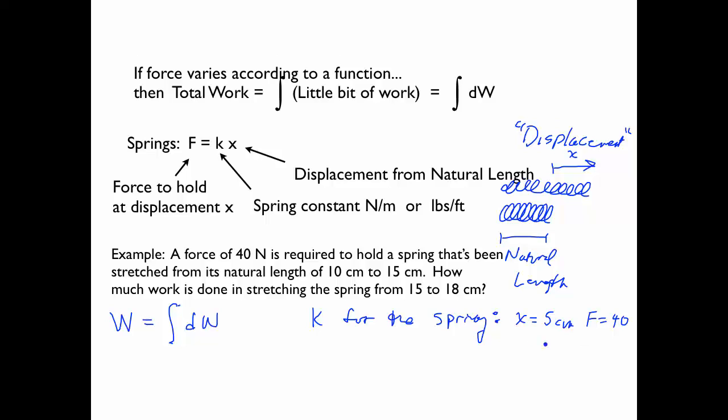Therefore, I can get my spring constant, which is 8. And what's the units on 8? Newtons per centimeter, because the 5 is centimeters. Okay, so I put newtons per meter, but if we're consistent, we can just work this whole problem in newtons and centimeters as long as we're consistent with all our units. So we'll say the k for this is 8 newtons per centimeter.